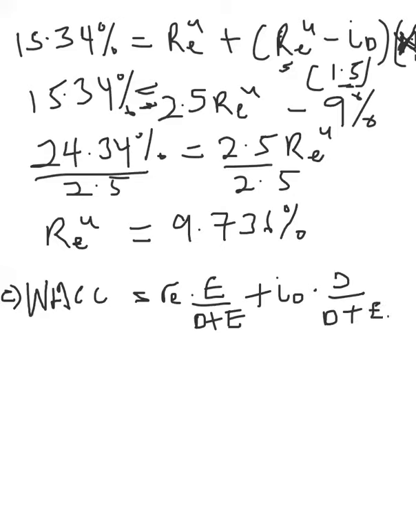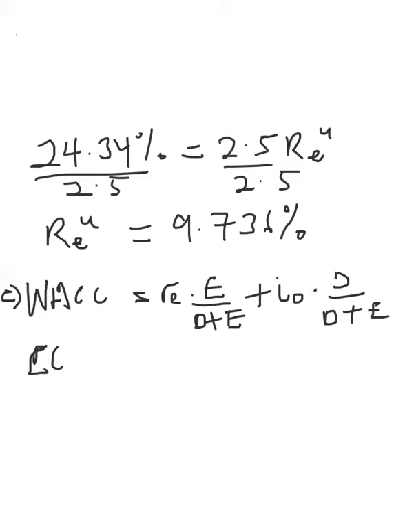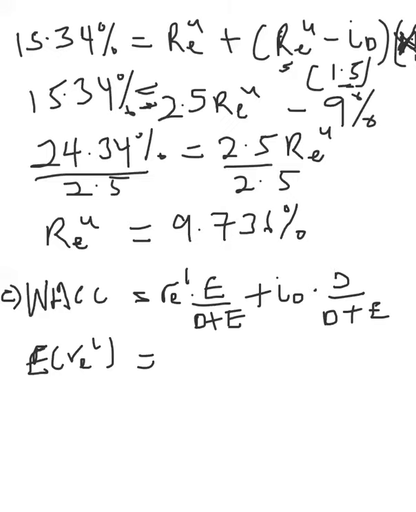Now we already know from the A part what is the cost of equity capital. We know from the first part that the expected RE of a leveraged firm is equals to, we had 15.34%. So okay, we had this 15.34%. So I know this, I know this.